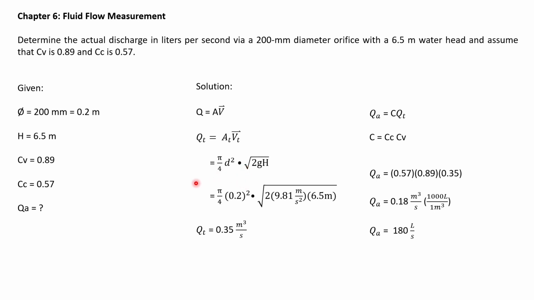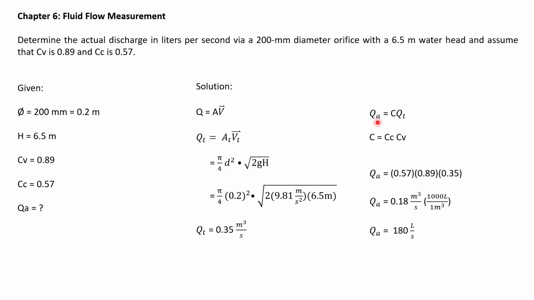By substituting all the givens into this equation, we will have pi over 4 times the diameter, which is 0.2 squared, times the square root of 2 times our g, which is 9.81 meters per second squared, times the head, which is 6.5 meters. By direct substitution, we will have a value of our theoretical discharge Qt, which is 0.35 cubic meter per second.